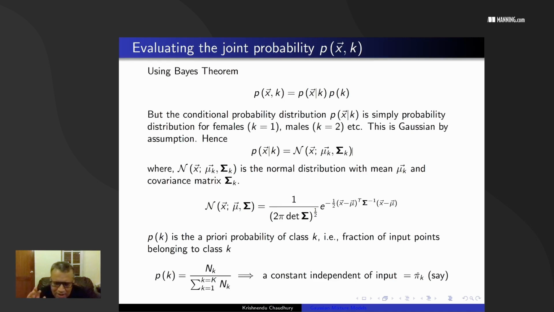In problem 1. And similarly in problem 2, pi 1, pi 2, pi 3. These are independent of input, and those we can also estimate. So we can estimate both P of x given k and P of k, which means we can estimate the joint probability.